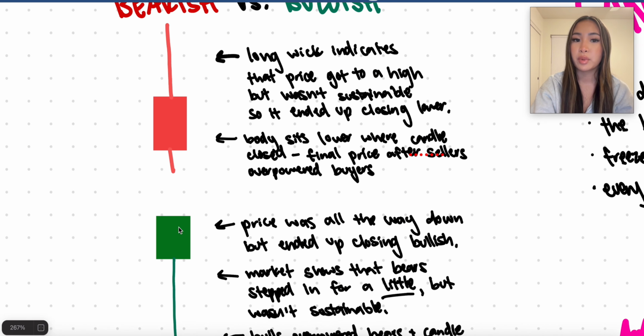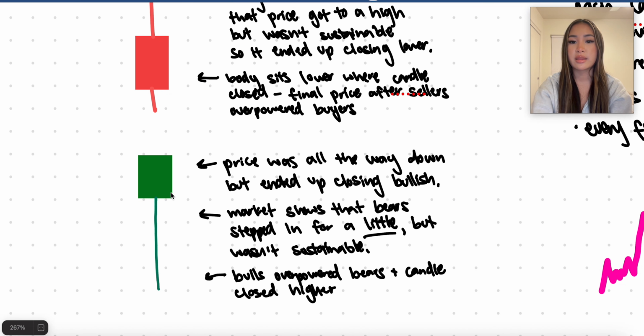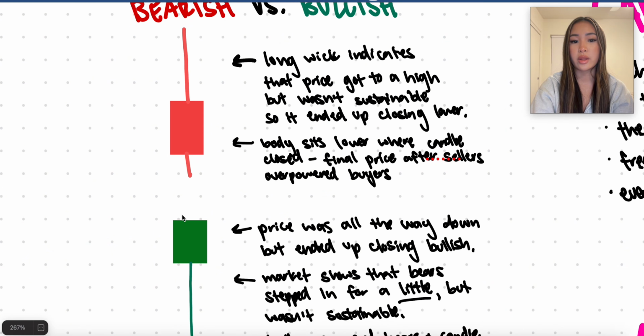And the same thing for bullish, but the opposite example: you have this price that was all the way down, but it ended up closing bullish on top. The market shows that the bears stepped in just for a little bit, right? But it wasn't sustainable enough. So the bulls ended up overpowering the bears, and that candle closed higher on top. So notice how the bodies of the candles sit either higher or lower, right? And how that wick looks.